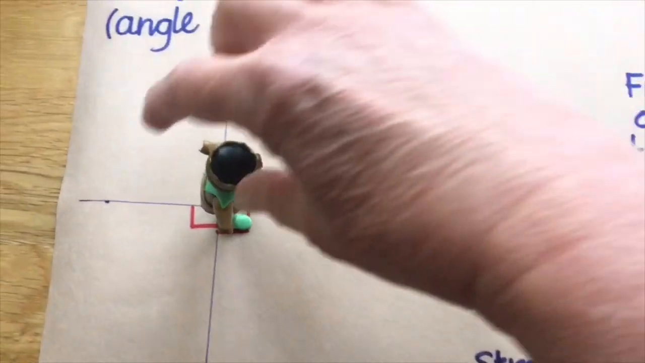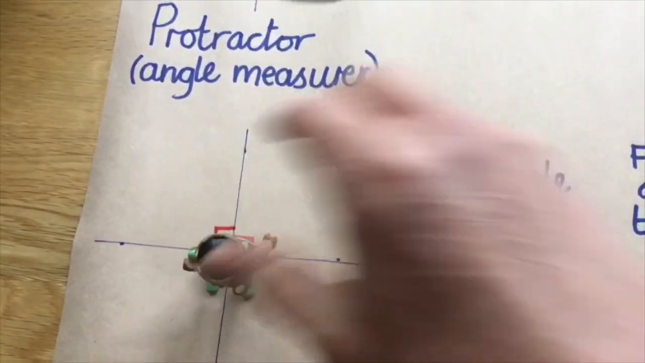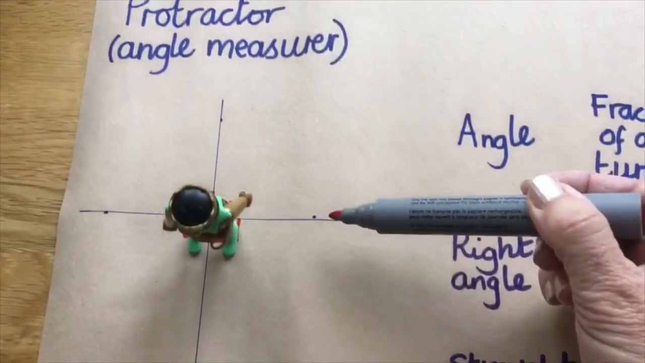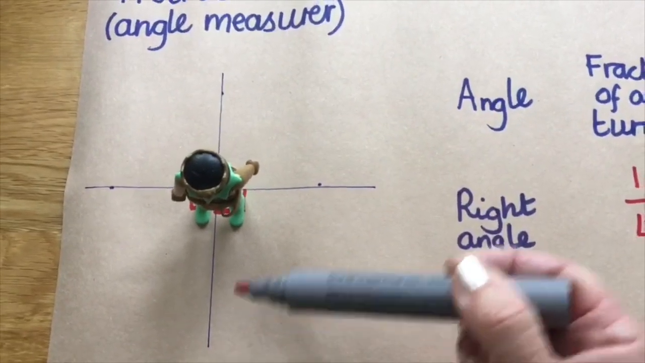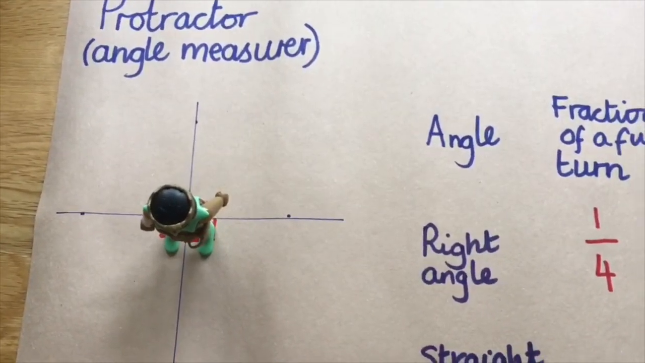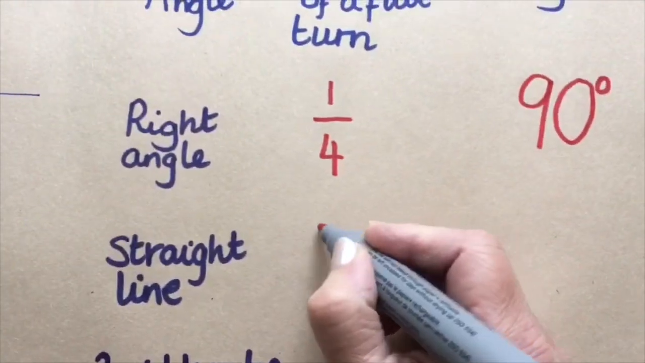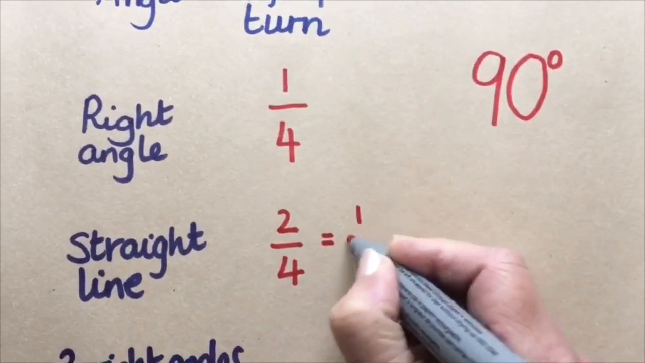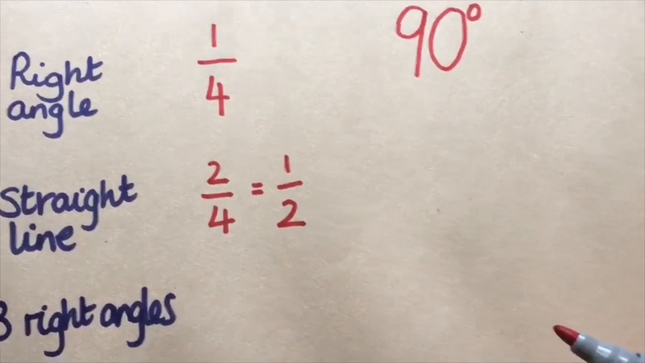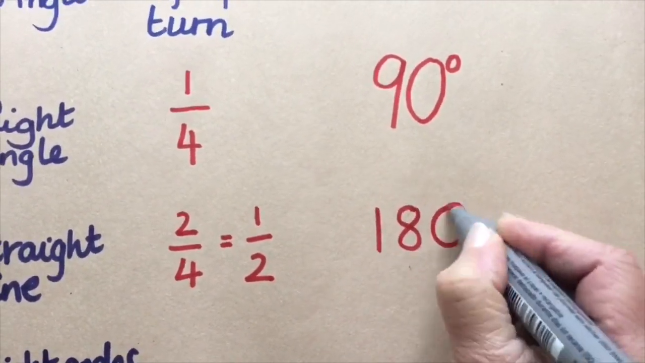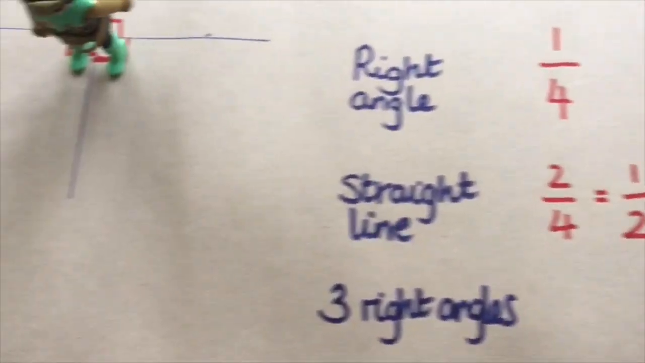If he then turns a further 90 degrees, he's come from facing this way, turned 90 and another 90, he's now made 2 quarters of a turn. We know that 2 quarters is equivalent to a half, so he's made half a turn around, and that's 2 lots of 90 degrees, which is 180 degrees.